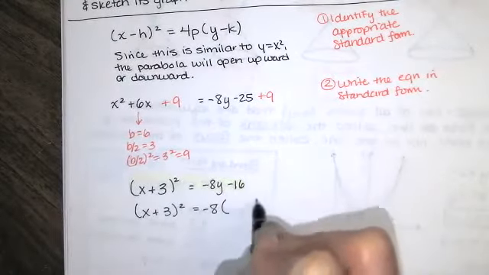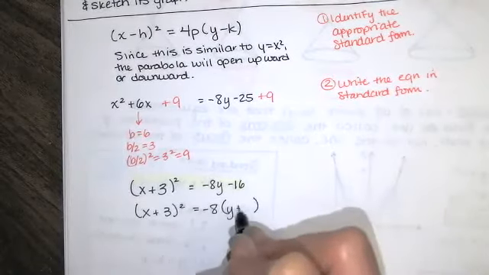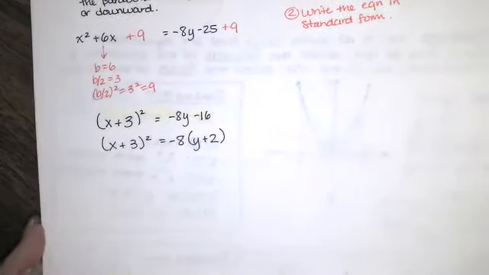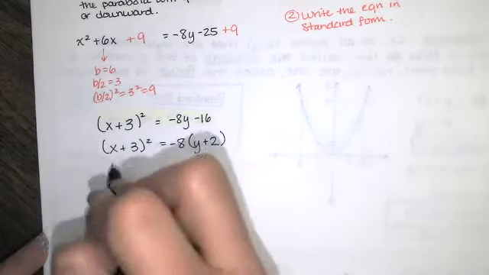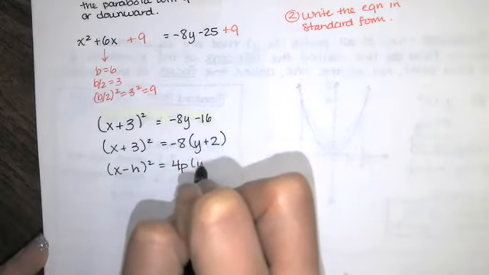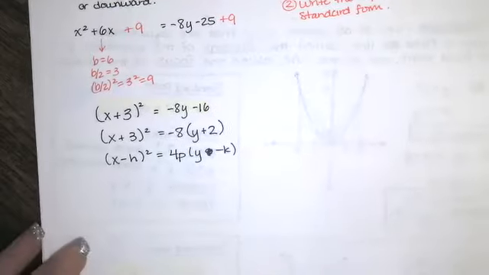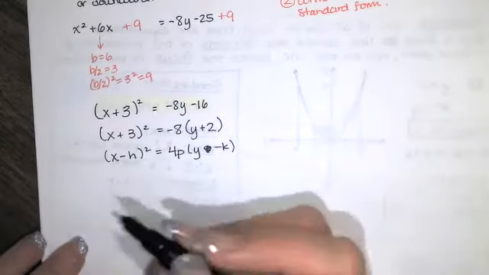So factor out negative 8 from both of them. Negative 8 times y gives us negative 8y. Negative 8 times positive 2 gives us negative 16. And now our equation is in standard form. So we're going to compare it to this equation, plus minus, and use our comparison to identify h and k and p.